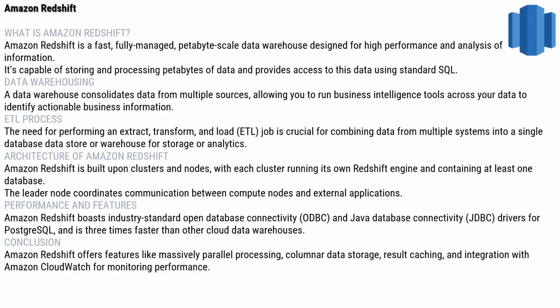Amazon Redshift is built upon clusters and nodes, with each cluster running its own Redshift engine and containing at least one database. The leader node coordinates communication between compute nodes and external applications. Amazon Redshift supports industry standard Open Database Connectivity and Java Database Connectivity drivers for PostgreSQL, and is 3 times faster than other cloud data warehouses. Amazon Redshift offers features like massively parallel processing, columnar data storage, result caching, and integration with Amazon CloudWatch for monitoring performance.